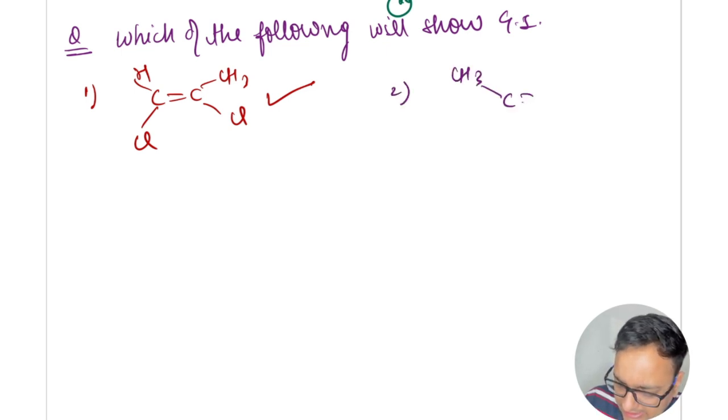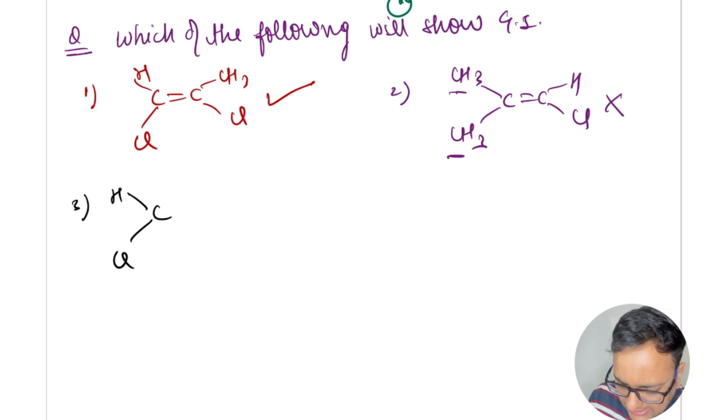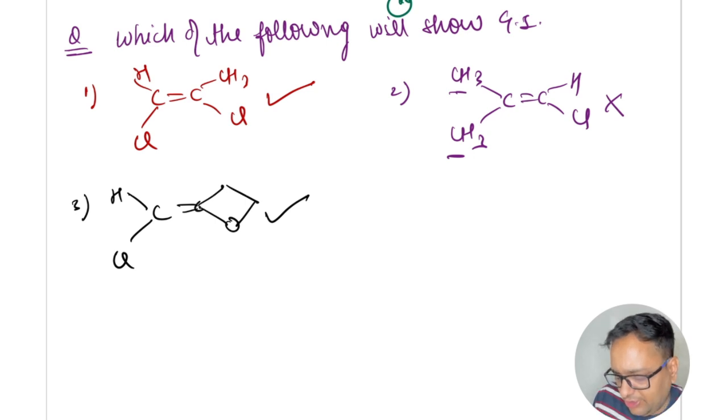Second, CH3 and C double bond C, H and Cl and CH3. Will it show GI? No, these two are same, so it will not show geometrical isomer. Third, we have H, C, Cl double bond. It will show geometrical isomer because the carbon is different in these two positions, and in these two positions, the carbon is different.